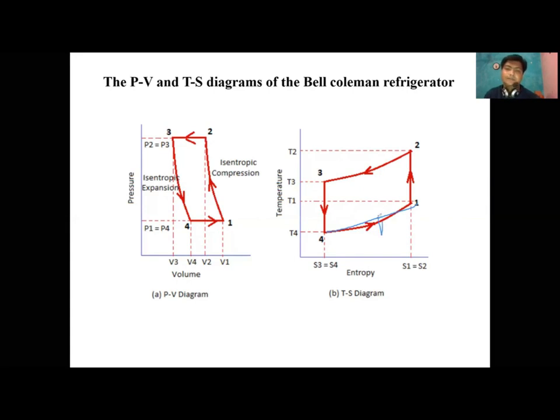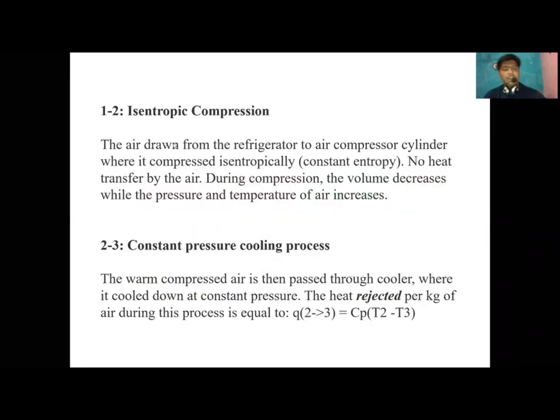That's why the temperature of the system increases. Here heat is absorbed, and here heat is rejected. But 2 to 3 and 4 to 1 are constant pressure processes. P is constant. So the explanations are here.